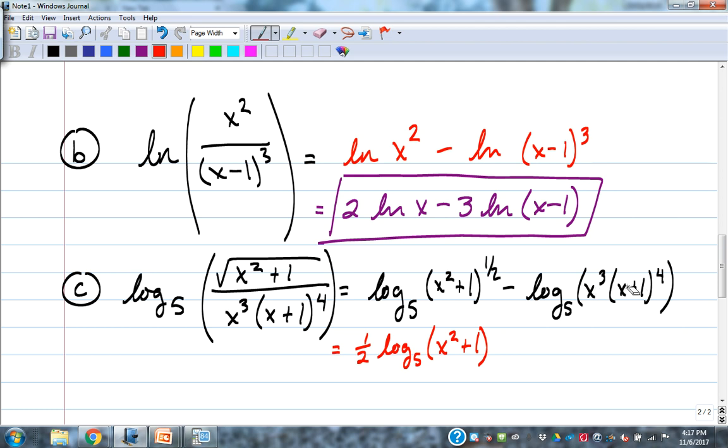What's going on here? I can't combine them because they don't have the same base. One's got an x as a base, the other one has x plus 1 as a base. So we can't put them together. But that makes it even more complicated if we do that. Legally, mathematically, that's legal, but it wouldn't make it easier to split apart.